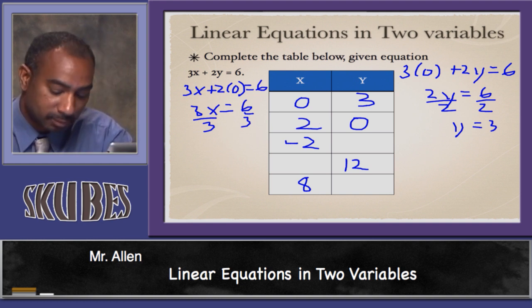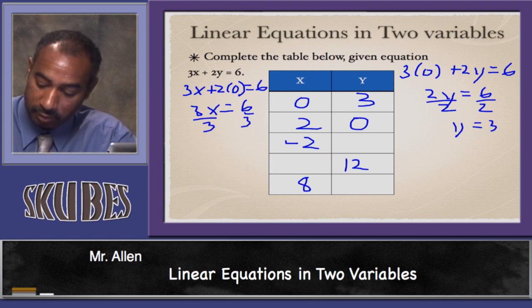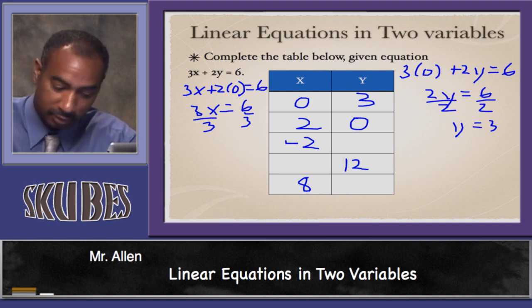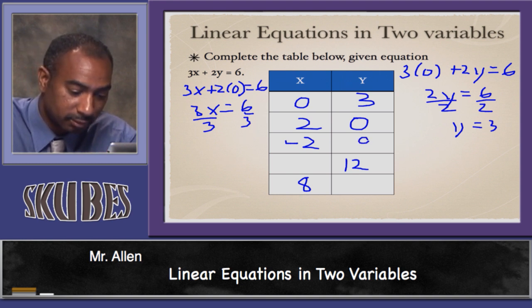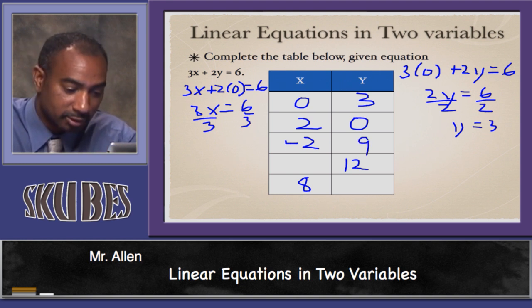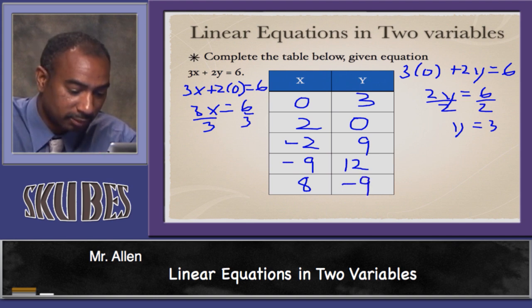And you go through this process. When you do this, you should get these solutions. If you plug in -2 for x, you should get 9. If you plug in 12 for y, you should get -9. If you plug in x as 8, you should get -9 for y.